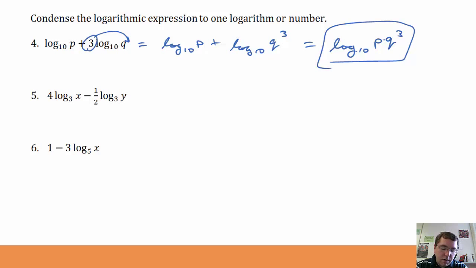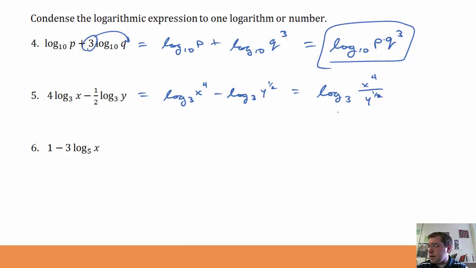Number 5. 4 times the log base 3 of x minus 1/2 times the log base 3 of y. So again, I'll take care of those numbers in front, pulling them inside as powers. Log base 3 of x to the 4th minus log base 3 of y to the 1/2. Okay? Now, I've got a log with the base of 3 minus a log with a base of 3. So subtracting two logs I can combine as one log where I am dividing on the inside. Log base 3 of x to the 4th divided by y to the 1/2. I could write that y to the 1/2 as the square root of y, but I am satisfied with it the way it is.